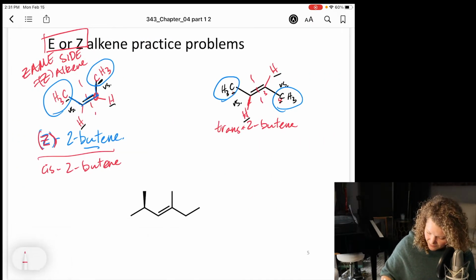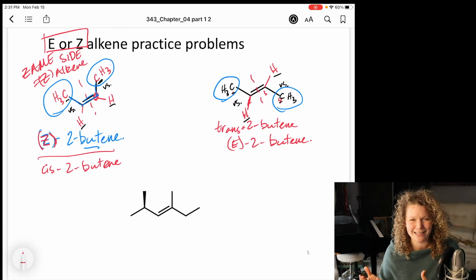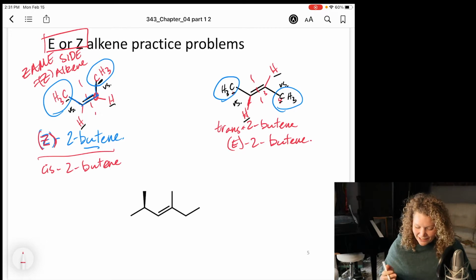So the name for this would be E2-butene. Either is fine for naming. Okay, but E and Z works for all of them. That's why I like using that naming system. Let's do a more complicated one.